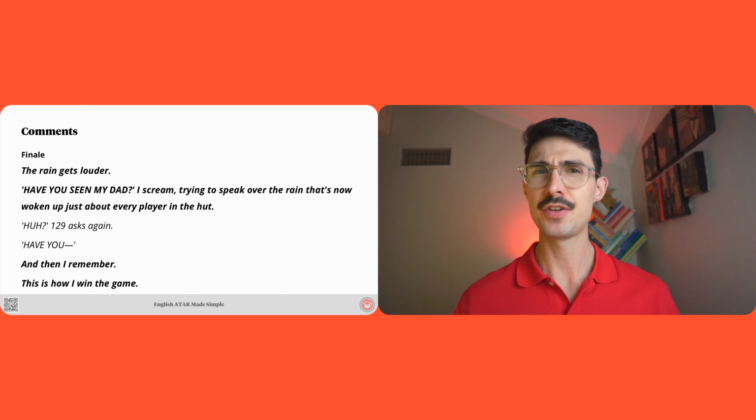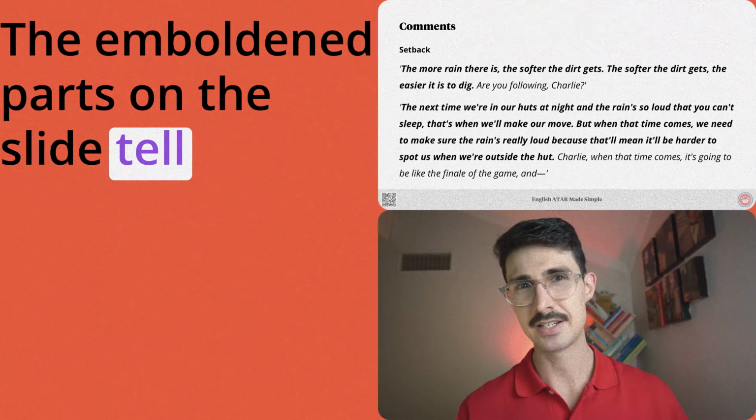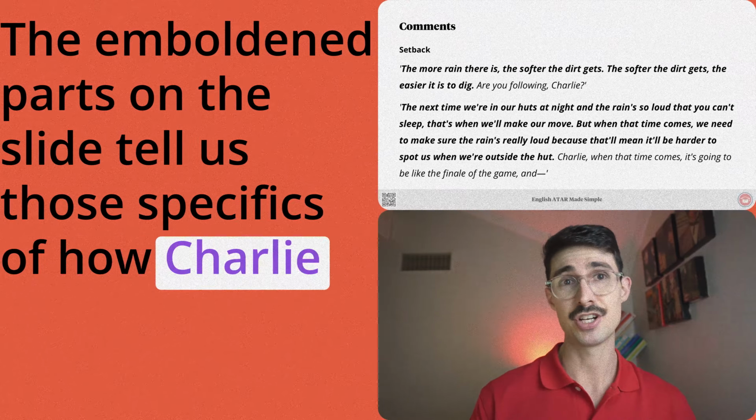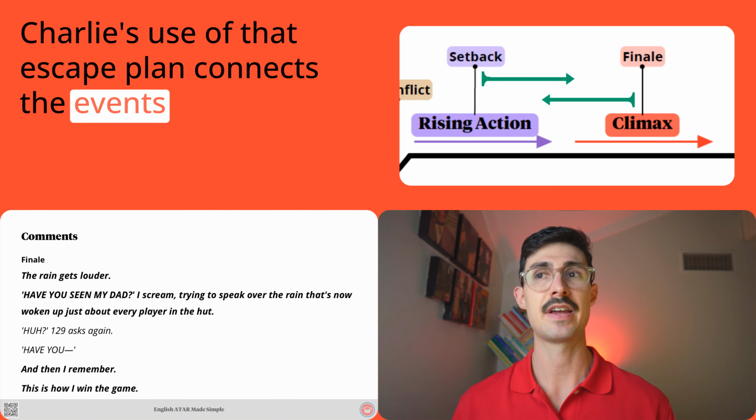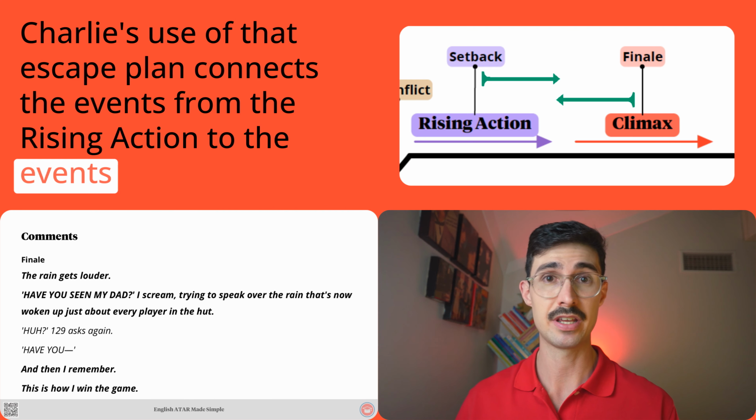A few other things to note. Charlie accomplishes his mission using his dad's escape plan, which was illustrated in the rising action. The emboldened parts on the slide tell us those specifics of how Charlie can achieve his mission. Charlie's use of that escape plan connects the events from the rising action to the events in the climax.